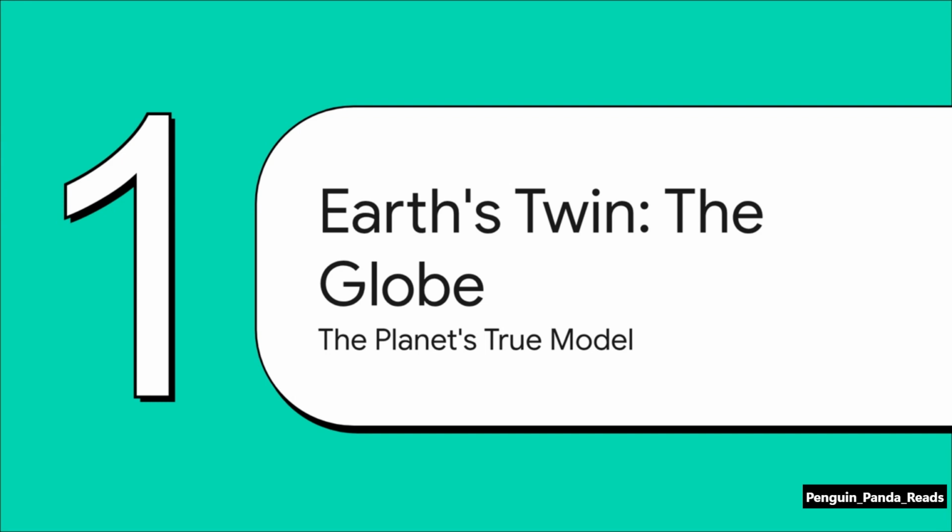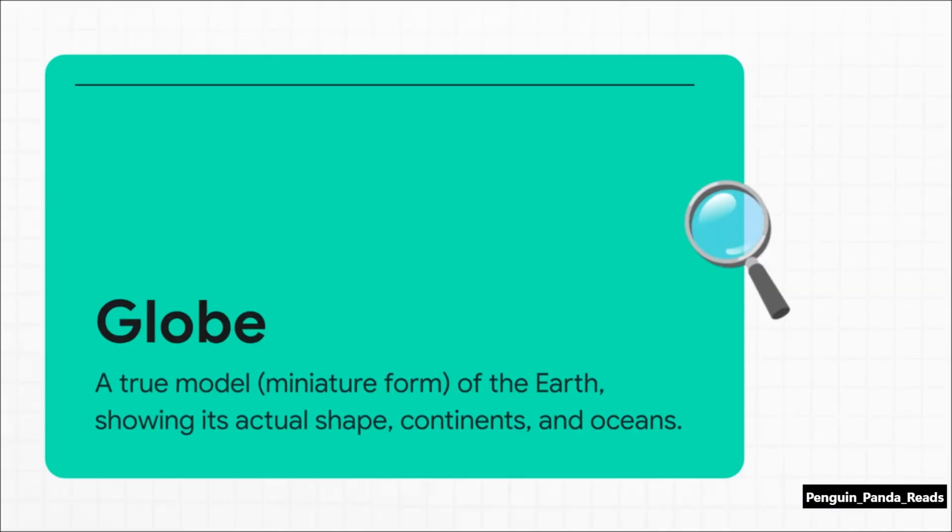All right, first things first. Our journey has to start with the most accurate model of our planet we have, and that's the globe. Now, a globe isn't just a map slapped onto a ball. No way. It's a true miniature version of the Earth. It gets the shape, the size, the distances between continents. It gets all of that right. That's why it's the perfect place for us to start.